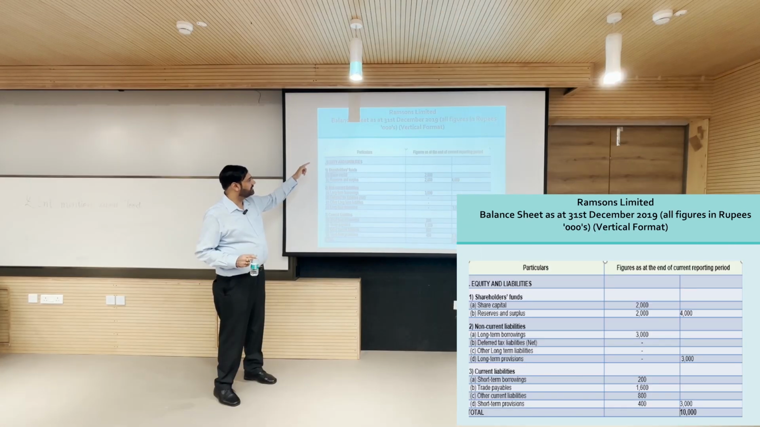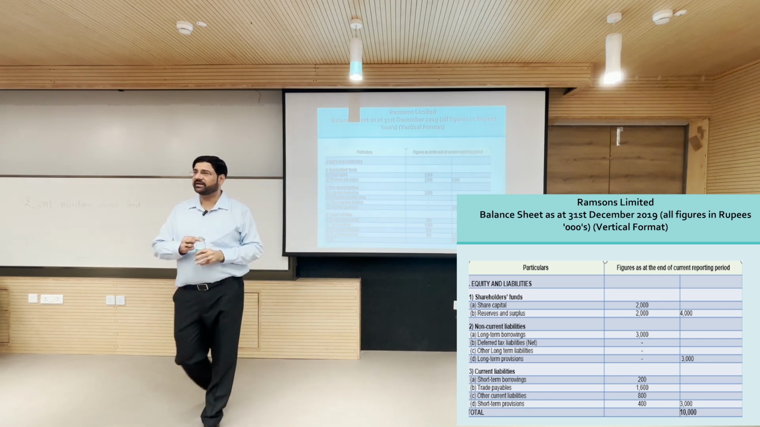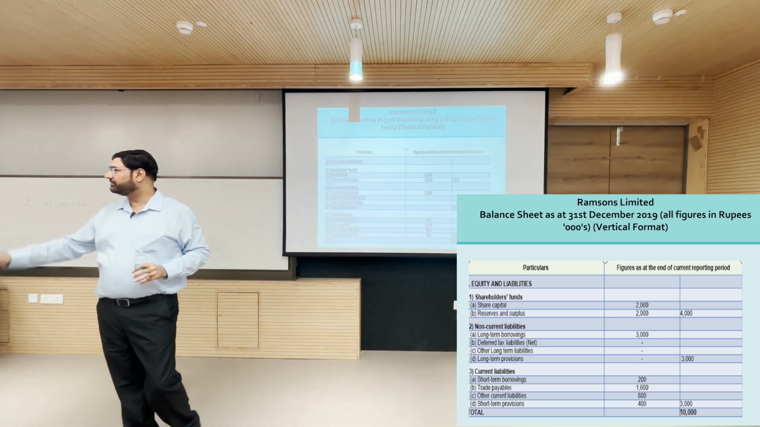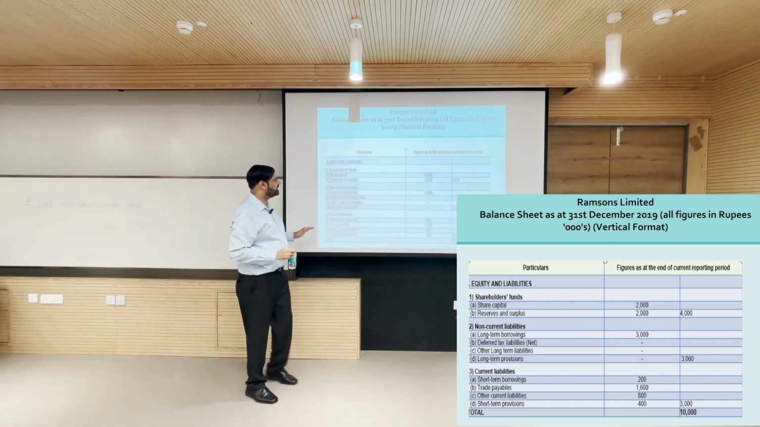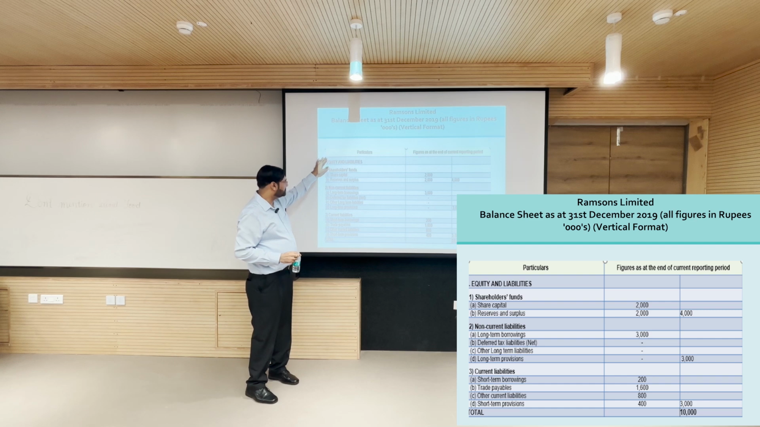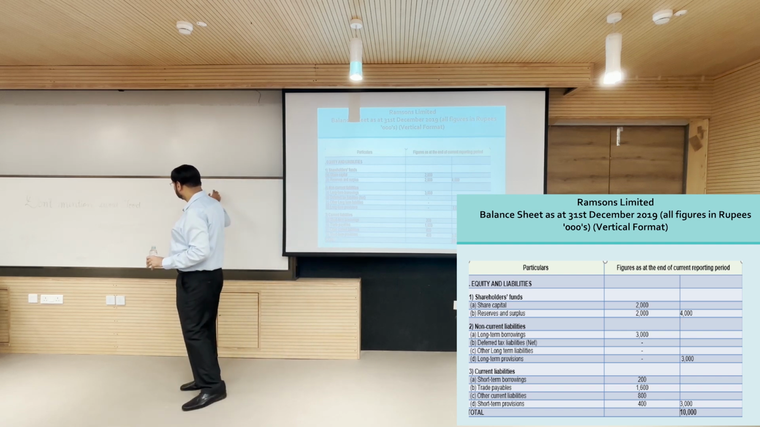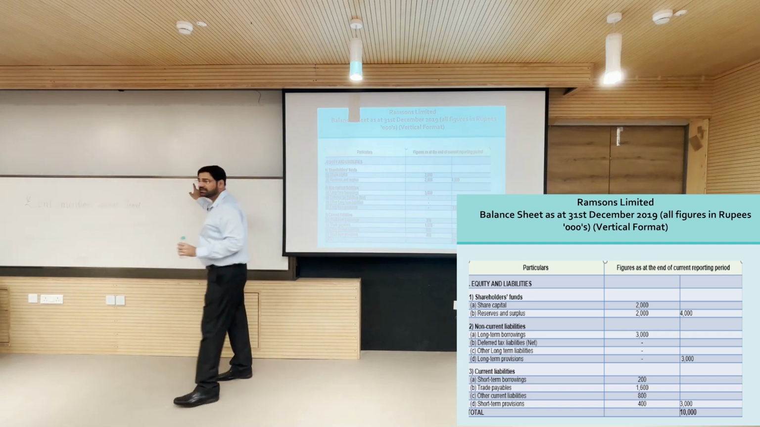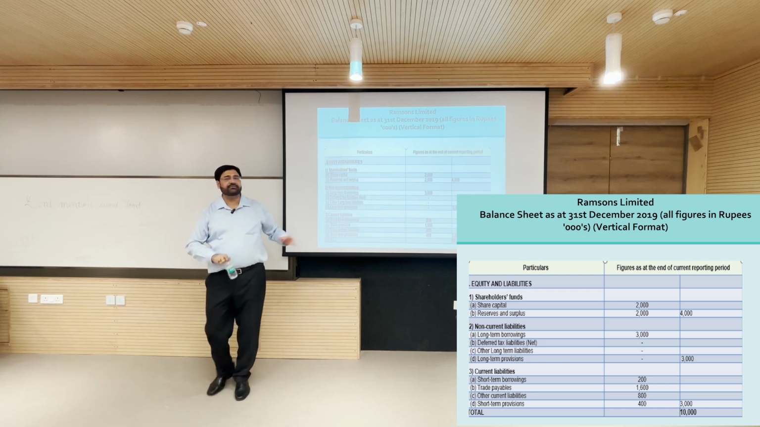The same balance sheet, previous one was in horizontal format. On one side we had assets, on one side we had liabilities and capital. This is the same thing, but in vertical format. So first we have equity and liabilities, so shareholders funds, non-current liabilities and current liabilities. Do you see that? Right now we had formed it in a T. In the previous case it was a horizontal format, a T format, one side assets, one side liabilities and equity. Now it is a vertical format.